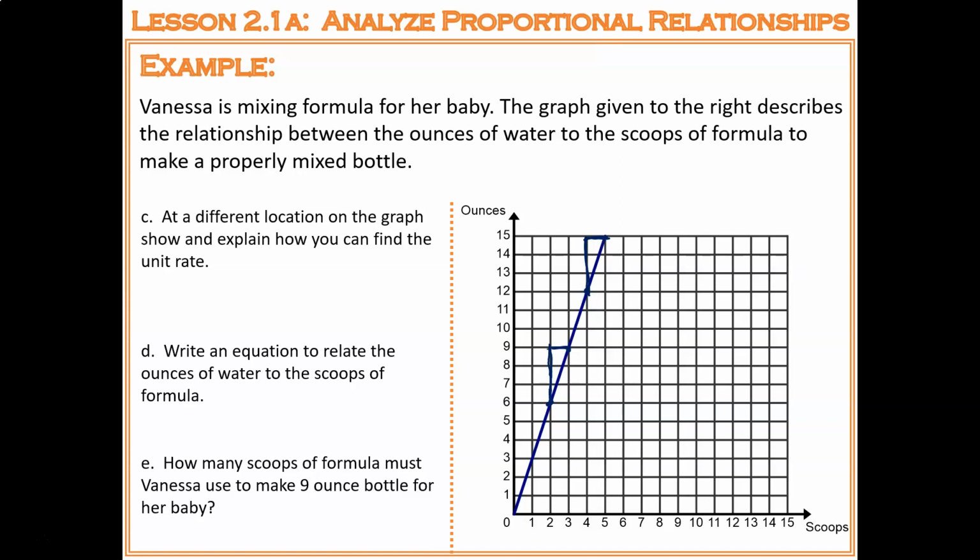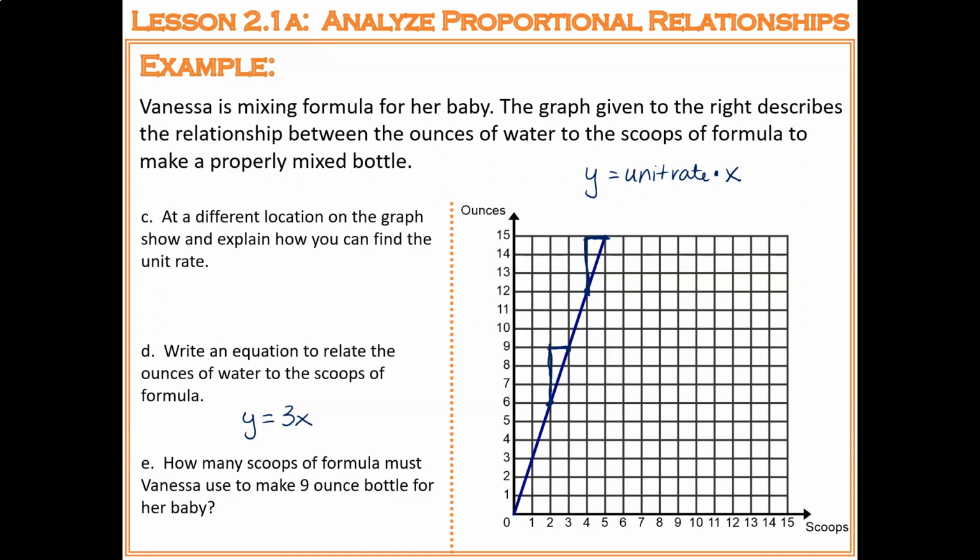So write an equation to relate the ounces of water to the scoops of formula. Remember, I said y is equal to the unit rate times x. And we said our unit rate was 3. So I have y equals the unit rate times x. Y equals 3x. That is letter D.